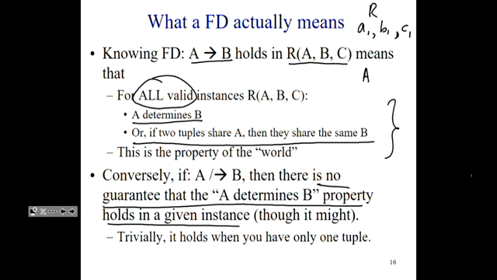I can say, hey, A implies BC, C implies AB, and all of these functional dependencies hold. You can do that because you can look at this and say, look, there is only one tuple, and therefore trivially any functional dependency would hold, right? Except that that's not the case.